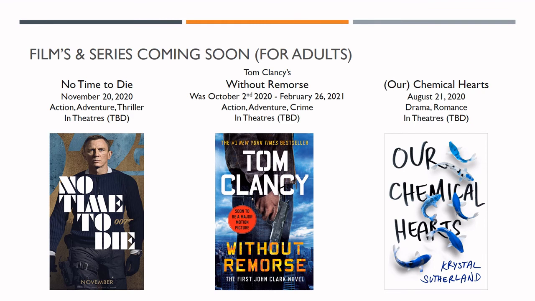No Time to Die is an adaptation that follows Ian Fleming's older James Bond stories. Without Remorse is Tom Clancy's first novel of the John Clark series about a man and his career outside of the law while working for the CIA. Chemical Hearts, adapted from the young adult novel Our Chemical Hearts by Krystal Sutherland, follows Henry and his romantic relationship with Grace during high school.